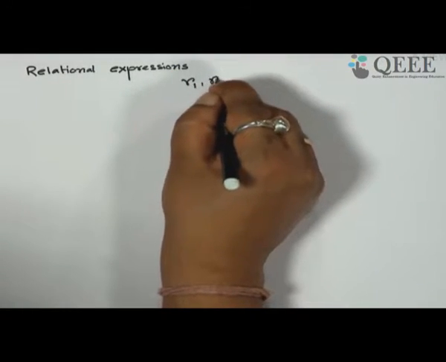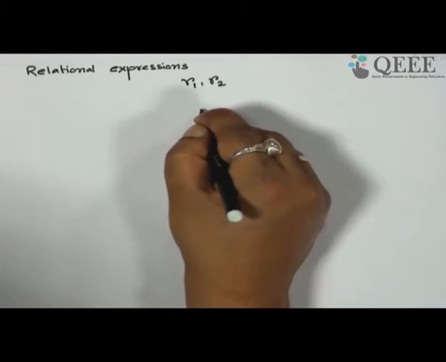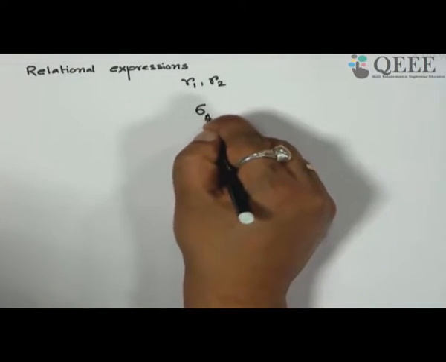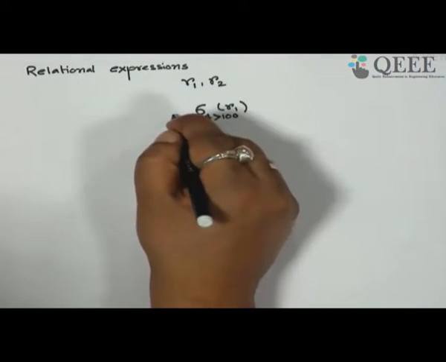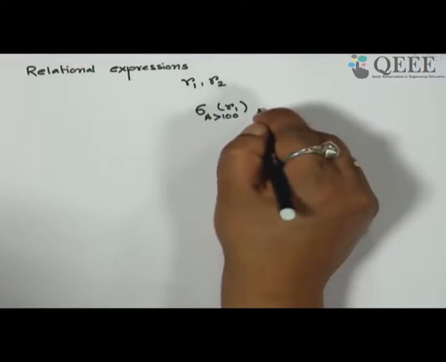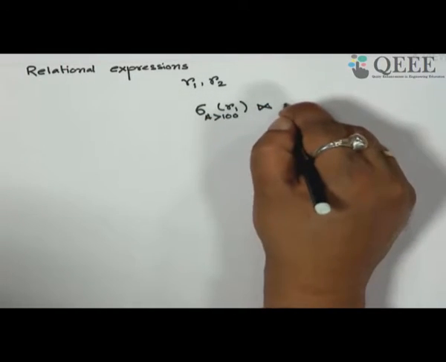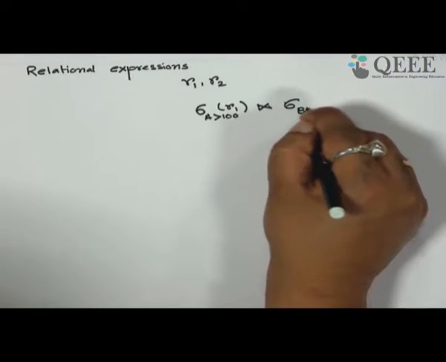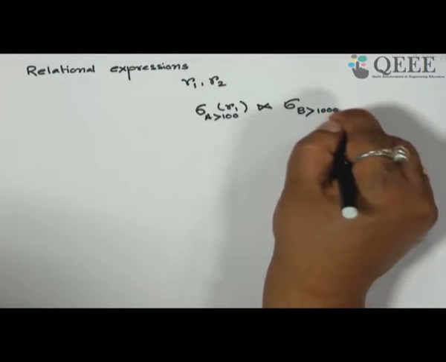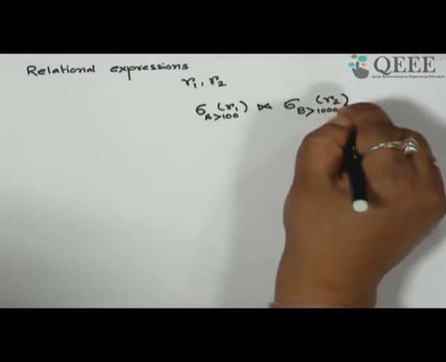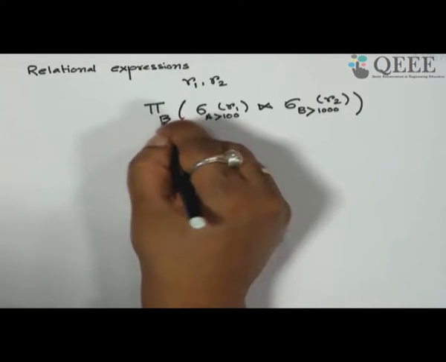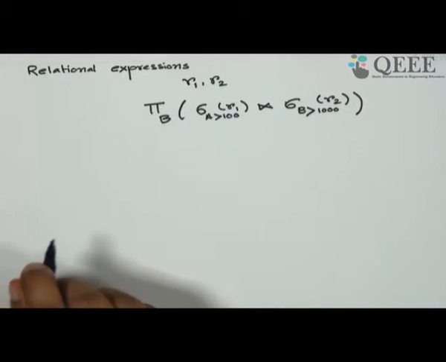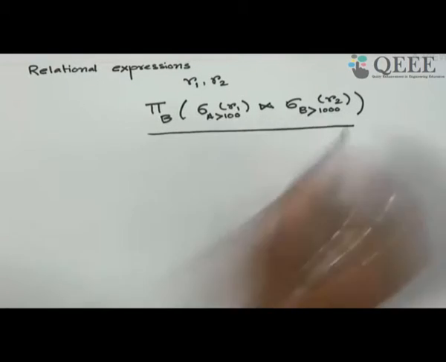Suppose I have two tables, two relations R1 and R2. I can form an expression like this: sigma A greater than 100 R1 natural join sigma B greater than 1000 R2, the whole thing projected to B. So this is an example of an expression.